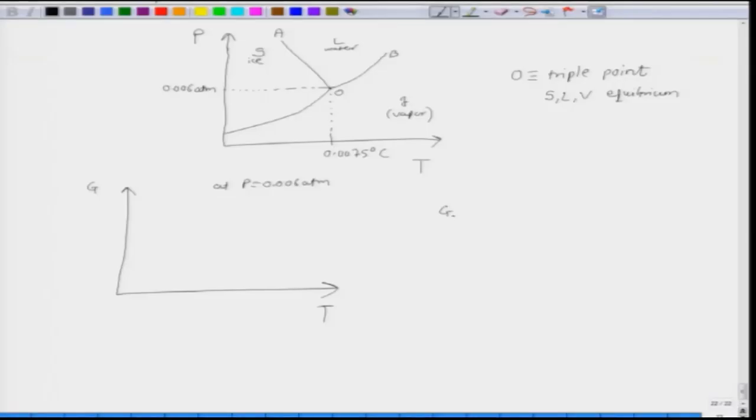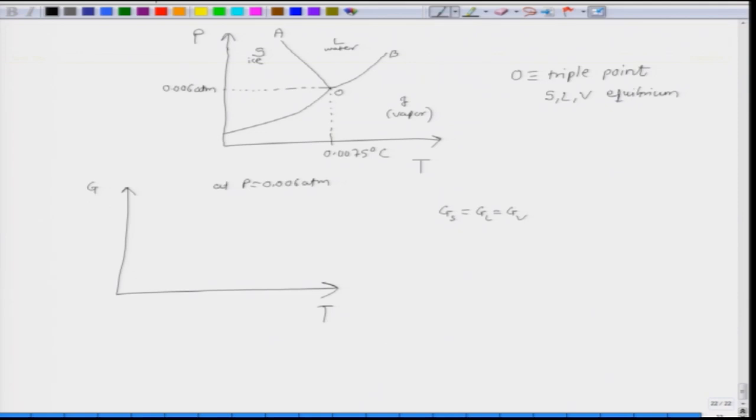So basically at point O, the Gibbs free energy of solid is equal to the Gibbs free energy of liquid, which is equal to the Gibbs free energy of vapor. When I say Gibbs free energy, these are basically the molar Gibbs free energies, because Gibbs free energy is an extensive quantity. So the molar Gibbs free energies of solid, liquid and vapor are equal at 0.006 atmosphere and 0.0075 degree centigrade. So I will have three curves which intersect at one point.